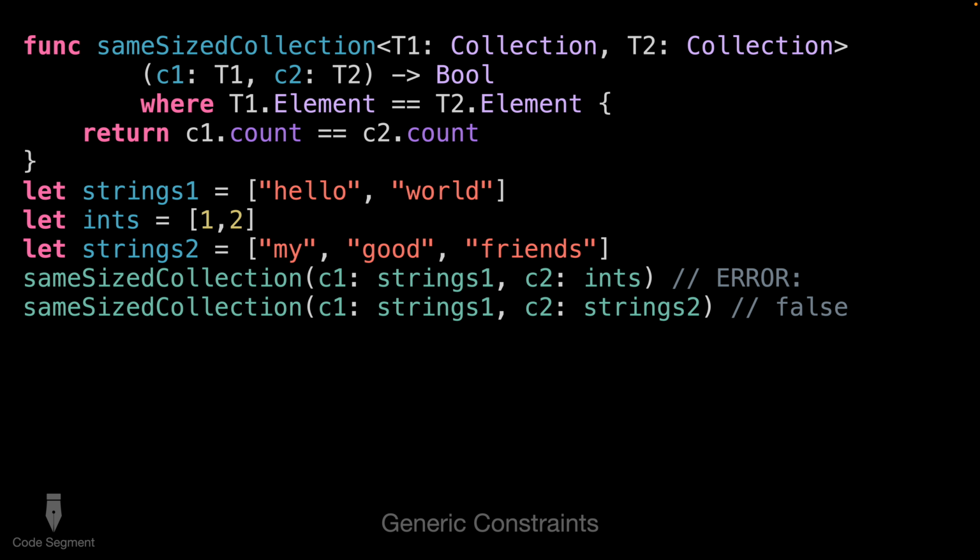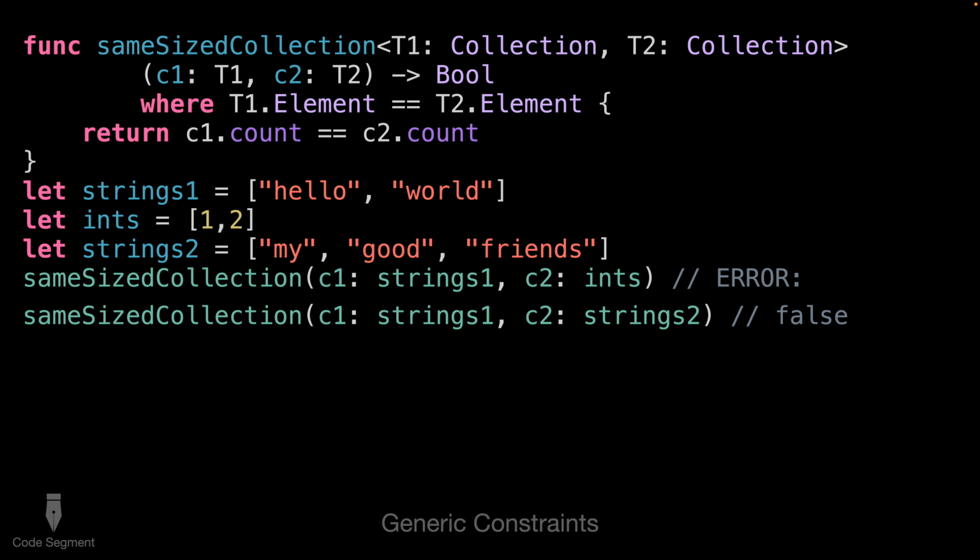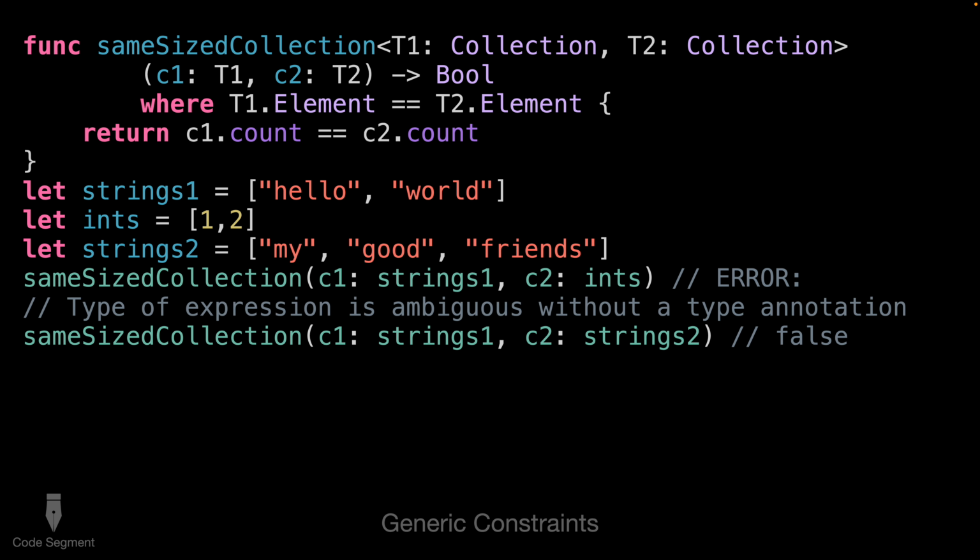The first one, we try to pass in strings1 and ints as our two parameters, and we will get an error there. The second one, we will pass in strings1 and strings2, and we will get back a value of false because those collections are not the same size. Strings1 only has 2, and strings2 has 3. The error, of course, here is "type of expression is ambiguous without a type annotation," which is useless, but it is the error you will receive.